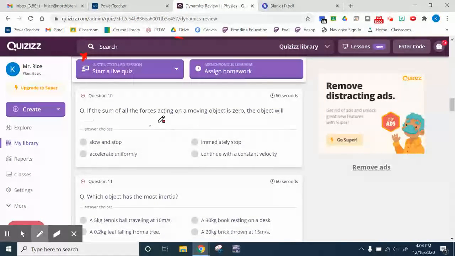If the sum of all forces acting on a moving object is zero, the object will, if the sum of the forces acting on it is zero, that means the object is in equilibrium, and that means that it will continue with constant velocity.